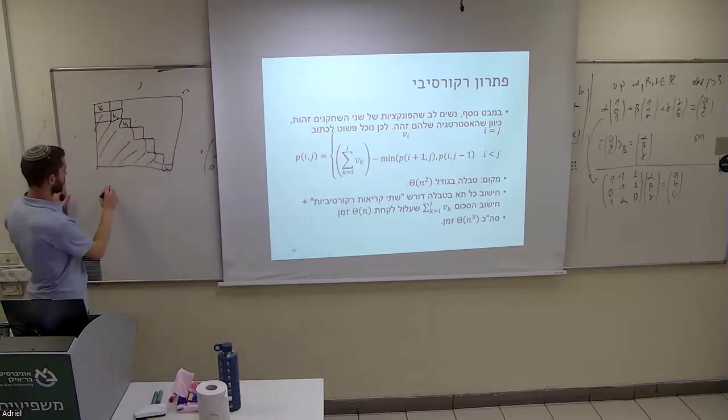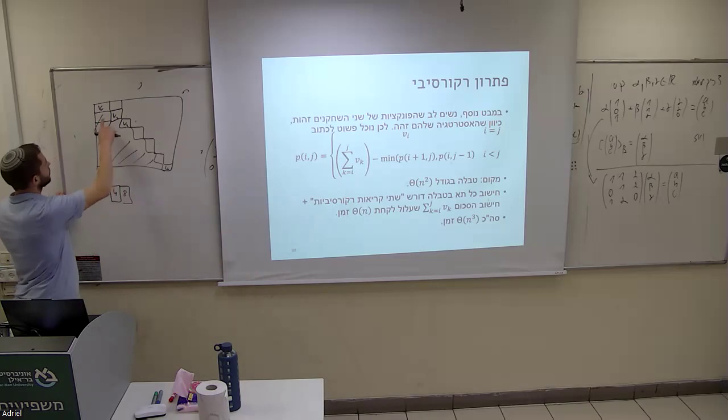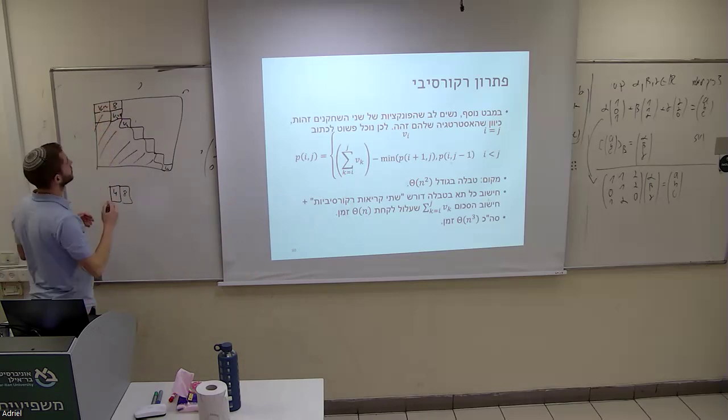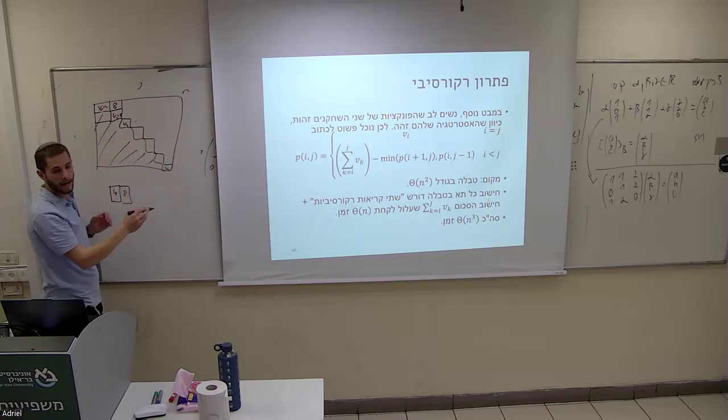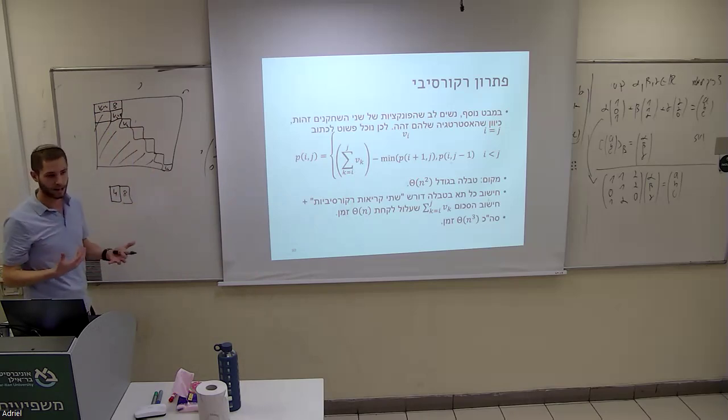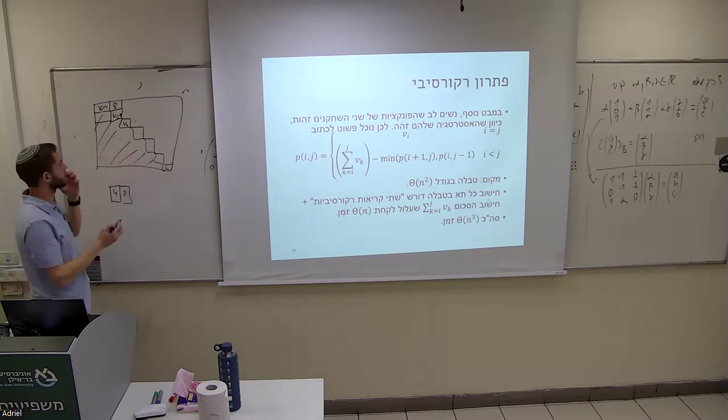So let's say the first card, V1, is 4 and V2 is 8. Then we take the sum, 12, minus the minimum between those two, which is 4. So we take 8, and so on and so forth, we fill up. Now we understand what a cell represents and how we fill it up. You also have to explain how you fill the table up.